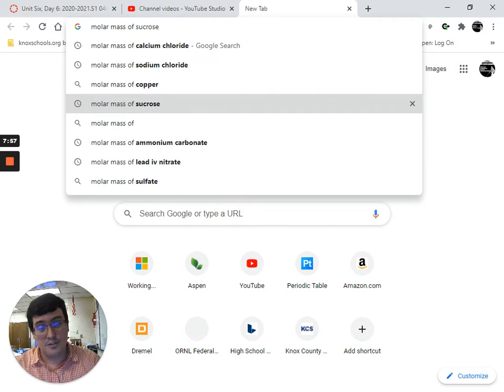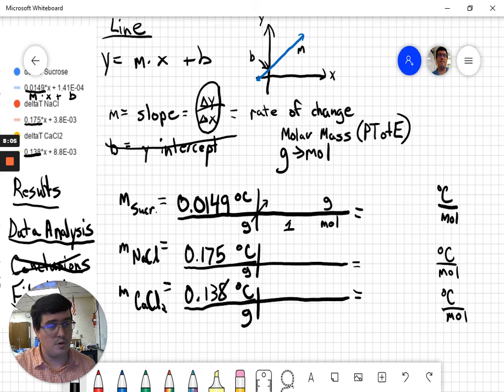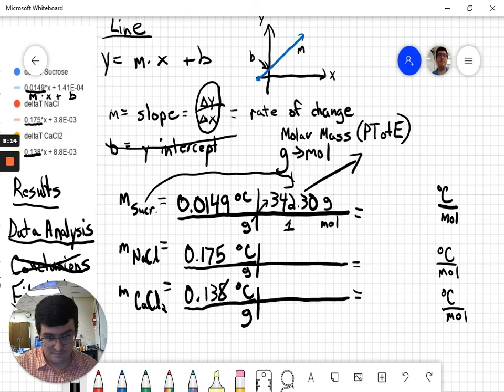Clearly I have searched for this before. If I Google the molar mass of sucrose, I get 342.30 is what that winds up becoming. Where did that come from? That came from the periodic table of the elements for sucrose. Right? Google did that one for me. I actually think they're referring to Wikipedia, and you know somebody on Wikipedia did that for them. So now we're going to plug that into our calculator, and we get 0.0149 times 342.30. And I get 5.10. I'm just going to put 5.1.